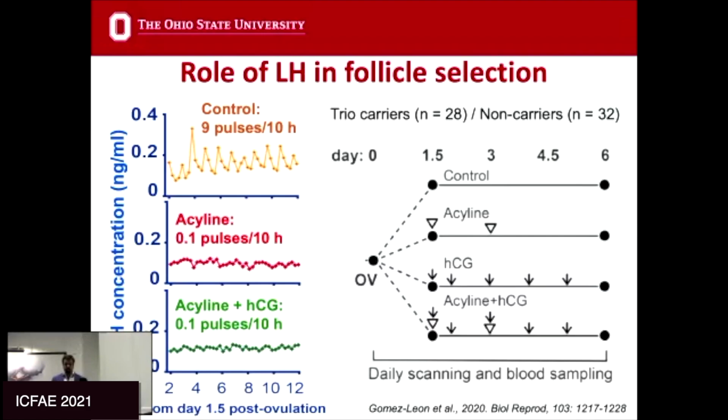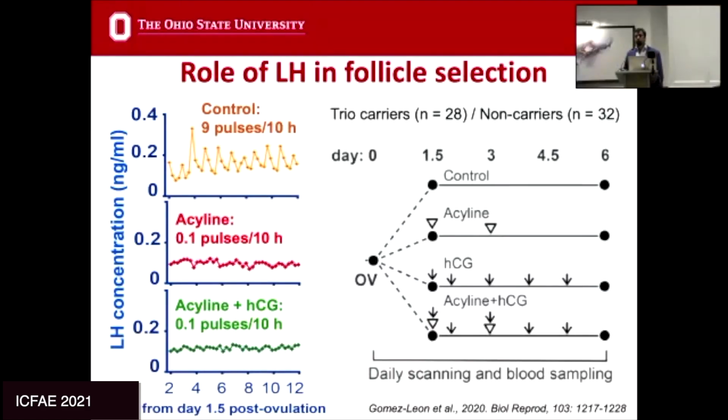The other really interesting approach that has been utilized is the ablation of LH support using GnRH antagonists. So here you can see in the top panel on the left, the LH pulses in a control animal, about 9 pulses in a 10-hour period. If you treat them with acyline, which is a very potent GnRH antagonist, you ablate those pulses completely, and then we are able to replace LH action by using human chorionic gonadotropin, although we do it in a non-pulsatile manner because hCG has a very long half-life.